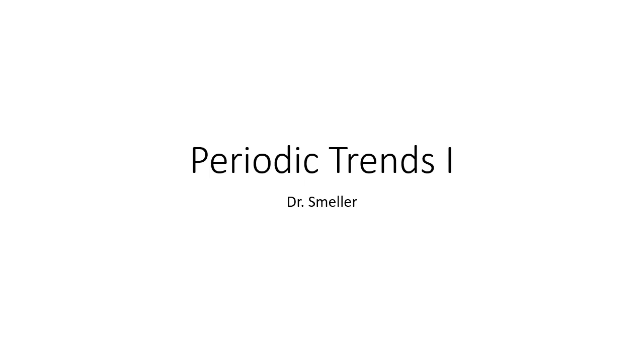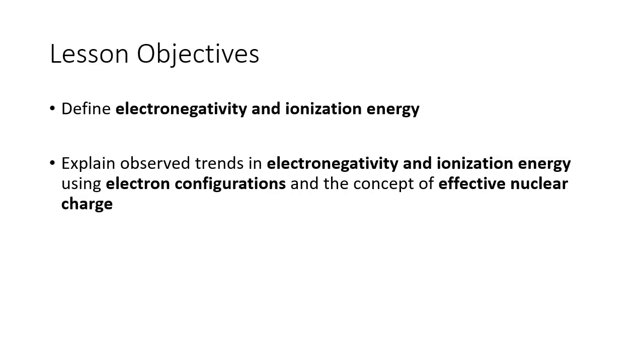We're going to go over periodic trends. I've split this into two separate presentations because trying to put it in one made it obnoxiously long. So here we go. For this set of trends, we'll define electronegativity and ionization energy, and then we'll explain the observed trends in electronegativity and ionization energy using electron configurations and the concepts of effective nuclear charge.